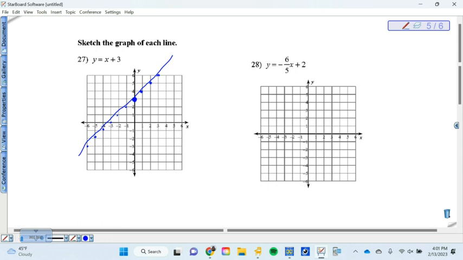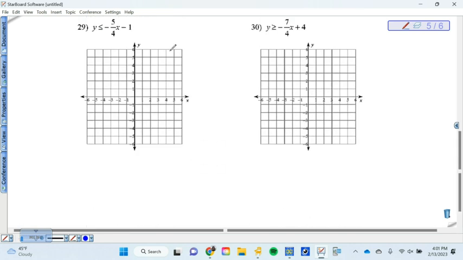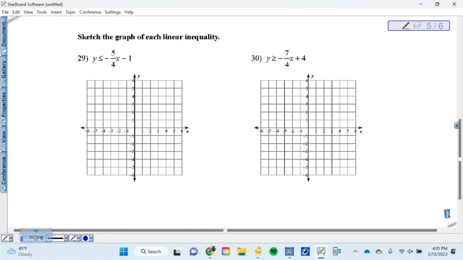Okay, so then if I look at 29, we've already talked about this a little bit, right? My y-intercept was -1. So I go to -1, and my slope is -5/4. So I go down 5/4. I can also go up 5/4. Okay.